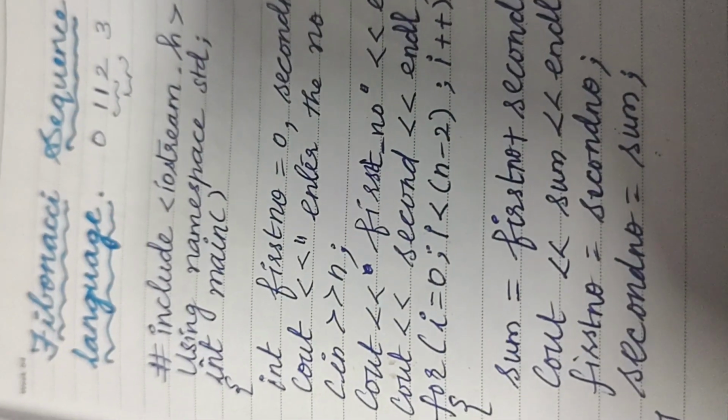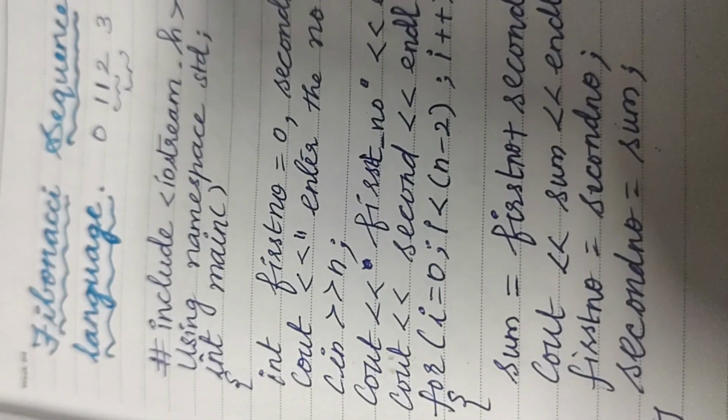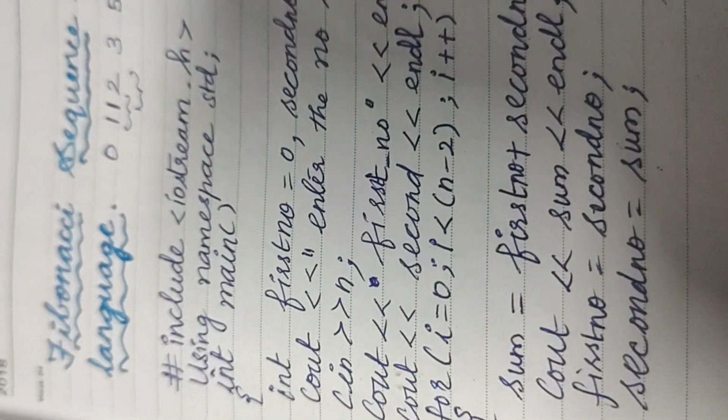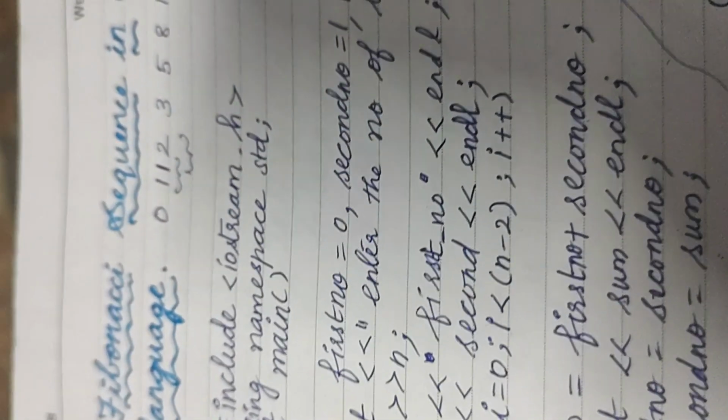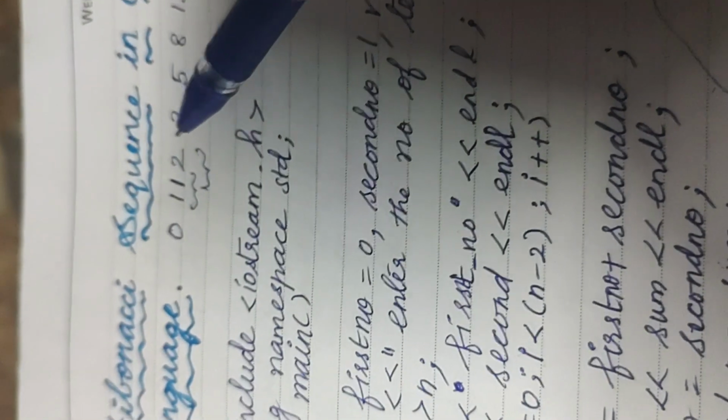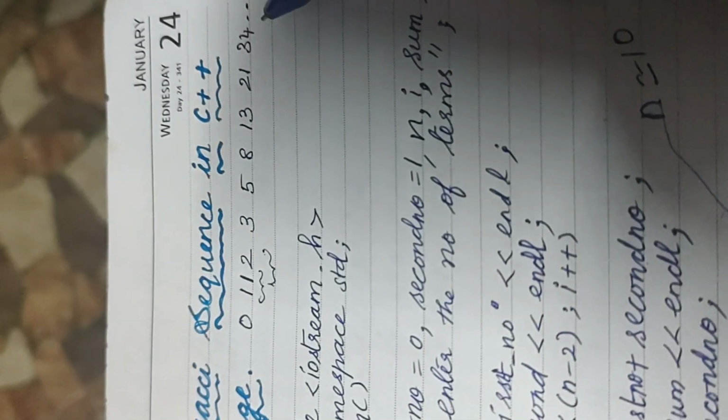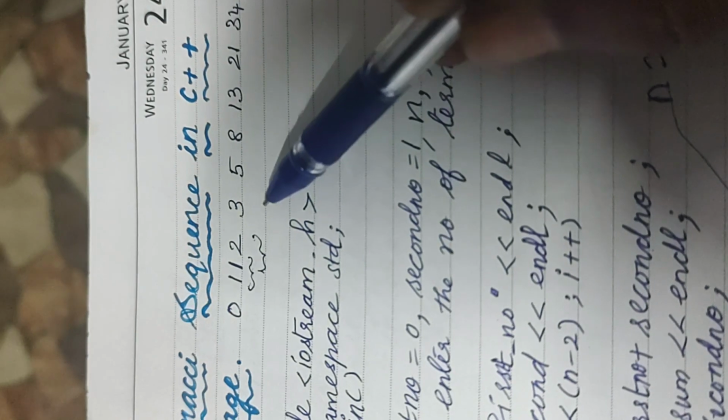The loop executes until the condition fails, up to the 10th term. It is n minus 2, so since the first two terms have been printed, up to 8 terms are going to be printed. Up to this point, it prints by adding the last two digits.